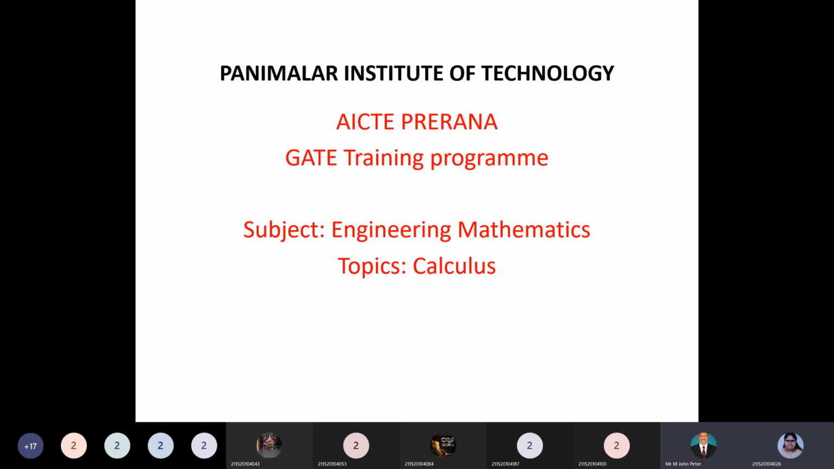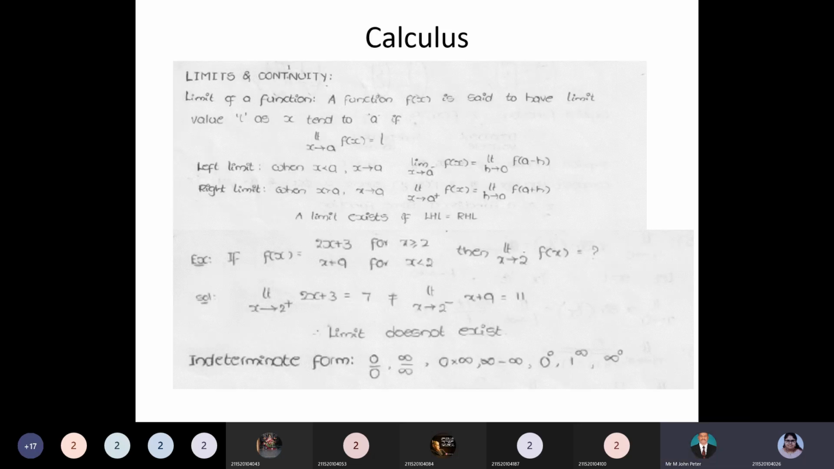Subject: Engineering Mathematics, topic: Calculus. Calculus includes differential calculus as well as integral calculus. From the GATE exam point of view, we are going to discuss. For this, initially some definitions and hints, then GATE questions we will discuss. In calculus, in the beginning, we'll take up limits and continuity: the limit of a function and the continuity of a function.